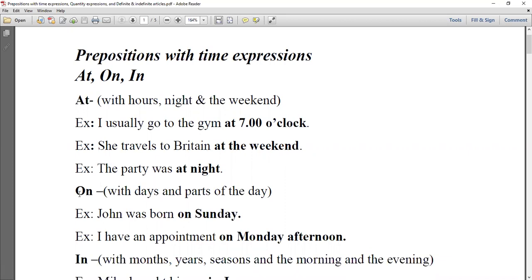We have on, we use it with days and parts of the day. John was born on Sunday. I have an appointment on Monday afternoon.